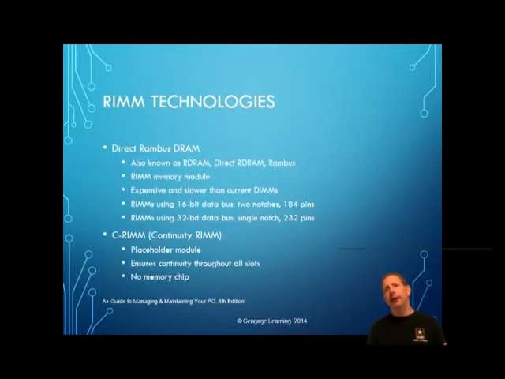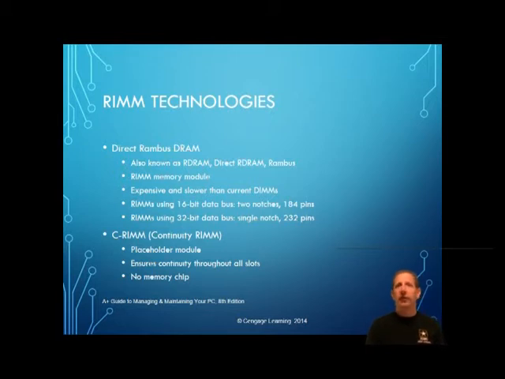Now, the RIM technologies: direct Rambus DRAM, sometimes called RDRAM or direct RDRAM, or simply Rambus or Rambus RAM, is named after Rambus Incorporated. The company that developed it, Rambus, made a Rambus memory module, and it is called a RIM. Now, RIMs are expensive and are now slower than our current DIMMs. No new motherboards are built today to use RIMs, but you might be called on to support some old motherboards that still use them.